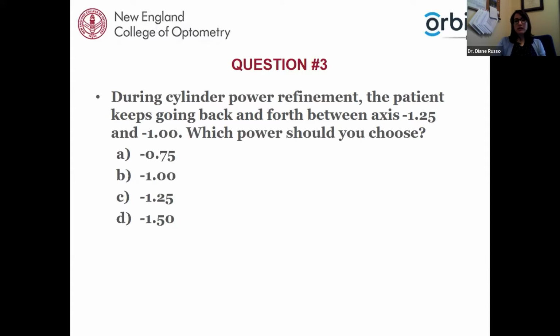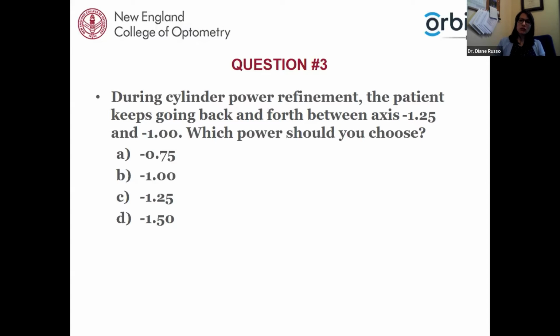Some of you said -0.75. It's not that that's necessarily incorrect, but if the patient is clearly preferring -1 and -1.25, -0.75 is a little bit outside that range, so it might be a little too low. But I think the -1 is probably the most common response here.